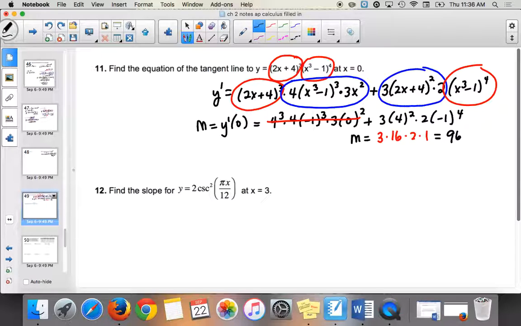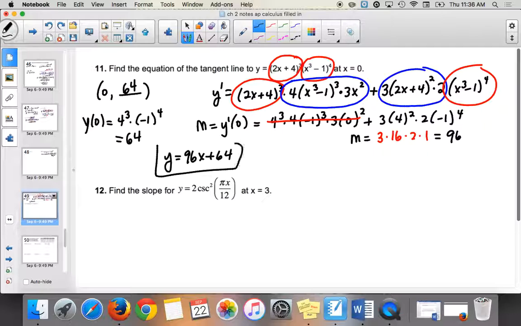Now we're finding the equation of the tangent line, so we also need to remember that we need a point, 0, comma something. So we don't go into our slope equation, right? We go back to the original. We've done plenty of these. So when I plug in 0 into the original, y of 0, I get 4^3 times (negative 1)^4, which is positive 64, which is the y-intercept, 0, comma 64. So you can just write it in y equals mx plus b if you want. So it's y equals 96x plus 64. All right.